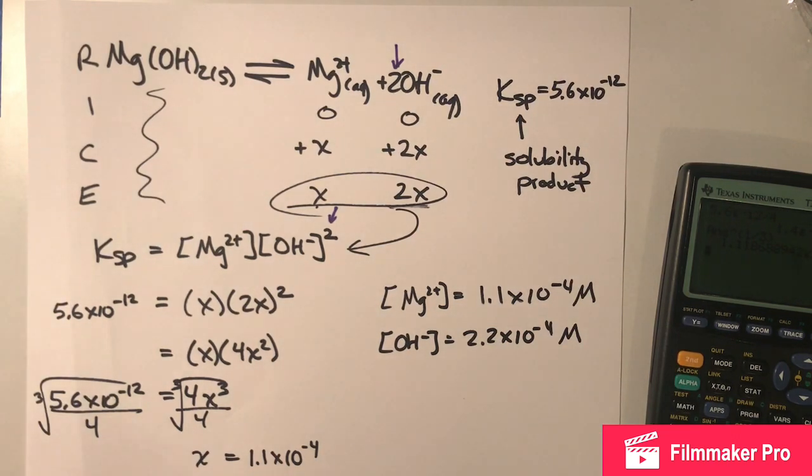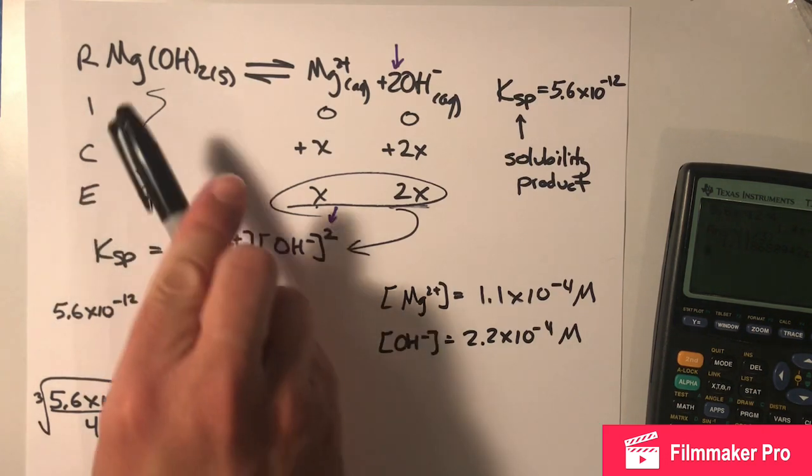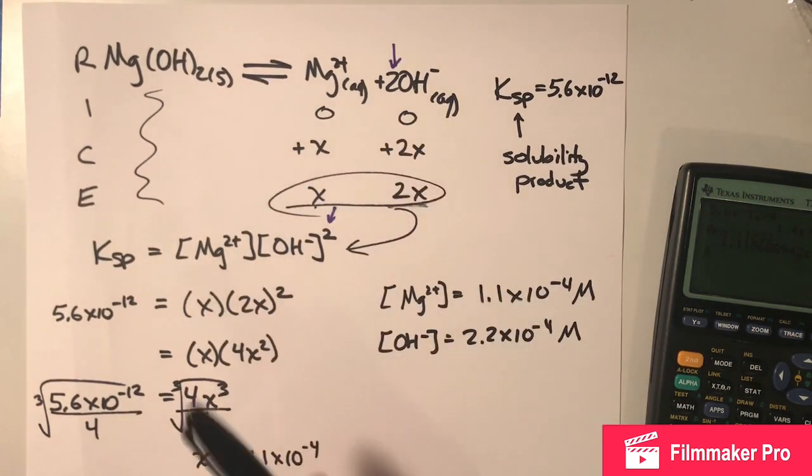That's how we use the solubility product, the KSP, to characterize the equilibrium of an ionic compound that's dissolving into its constituent ions in water.